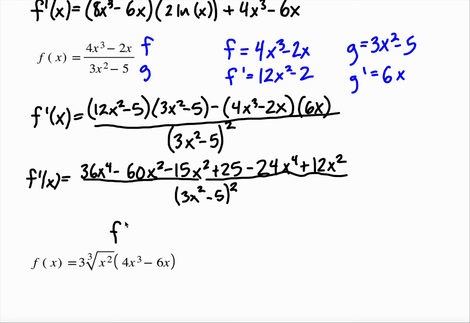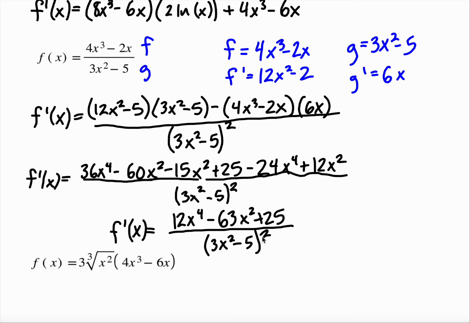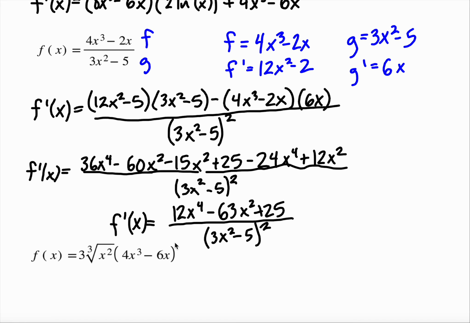For the final answer here, we can combine things a little bit. So we got 36 minus 24, which leaves us with 12x to the fourth. And then we have negative 60 minus 15 plus 12, right? So negative 75 plus 12 leaves us with negative 63x squared plus 25. And that is all going to be over the quantity of 3x squared minus 5 quantity squared. So you can see this is going to be our final answer here, and we've simplified this pretty much as we can. We could multiply this out, but I don't think it's necessary.